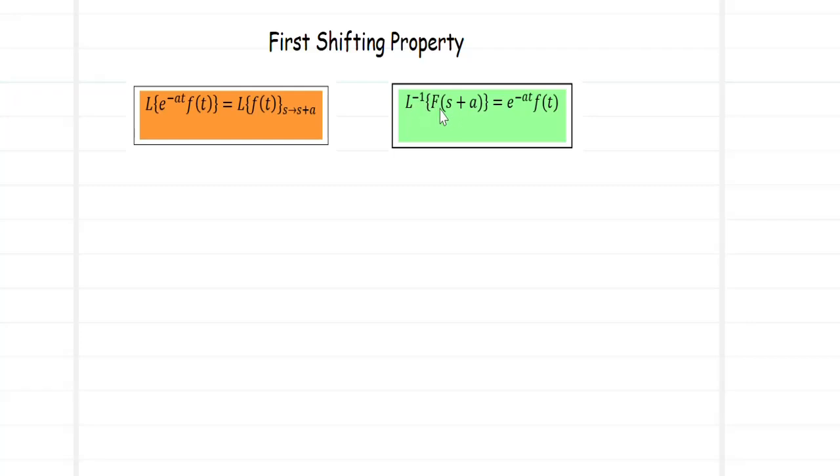When you have a function of s plus a, this s plus a will now shrink back to s. Over here, s is expanded to s plus a. In the inverse, s plus a will shrink back to s. If it shrinks back to s, it comes outside as e power minus at. Notice if you have plus sign here, you will have minus over here, and if you have minus over here, you will have plus over here. And then you will just have Laplace inverse of f of s, for which we know that the value is going to be f of t.